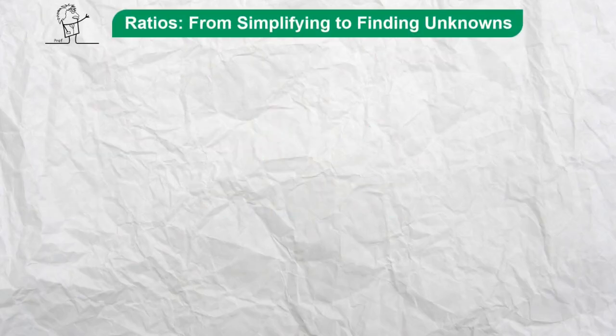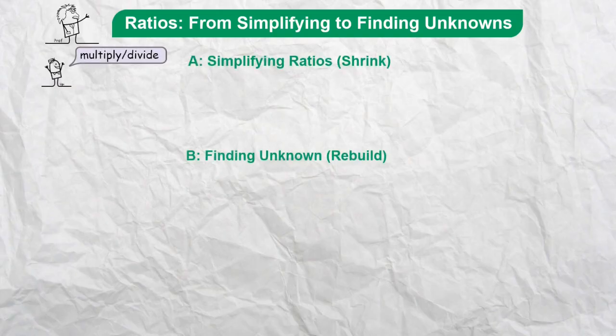Today we learn ratios are all about scaling. So we only multiply or divide. Exactly. Two directions of the same idea. Simplify 12 to 18. Divide both sides by 6. Therefore, 2 to 3. Same relationship. Smaller numbers, we shrink the ratio.